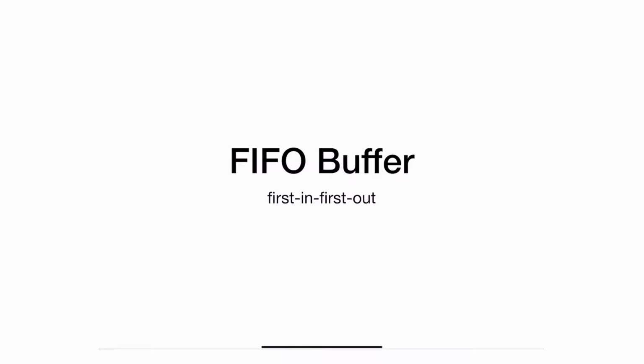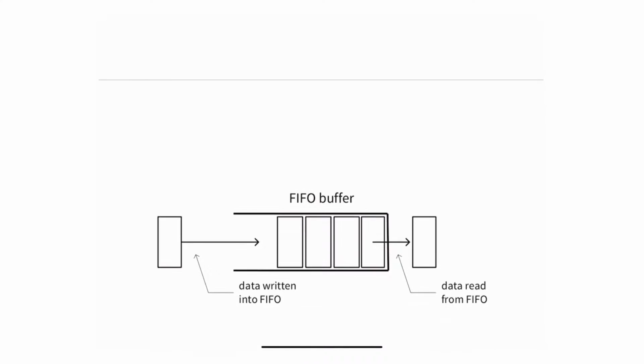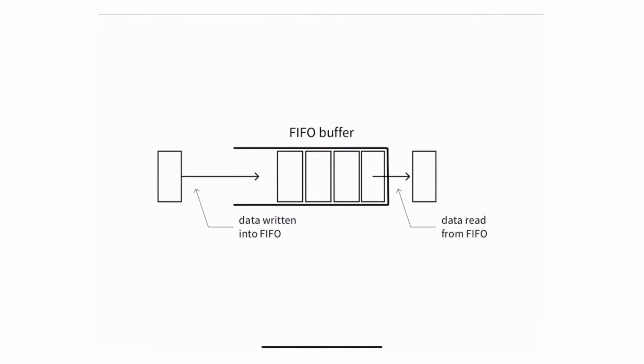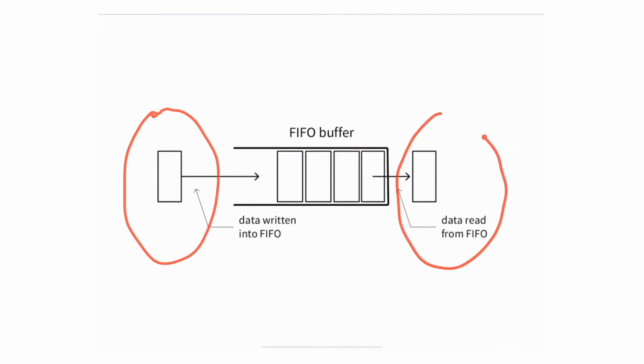FIFO buffers, or first in, first out buffers. They're a type of elastic storage component that connects two subsystems. Generally speaking, these two subsystems might be operating at two different speeds. So for example, we'll have a subsystem in here and another subsystem in here.